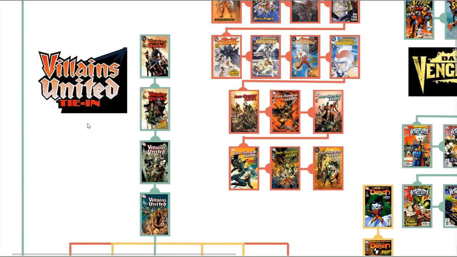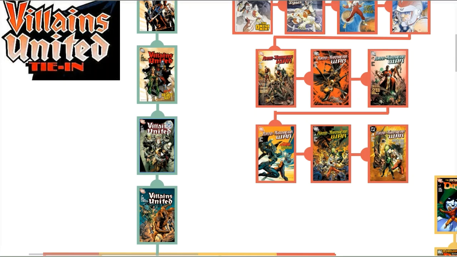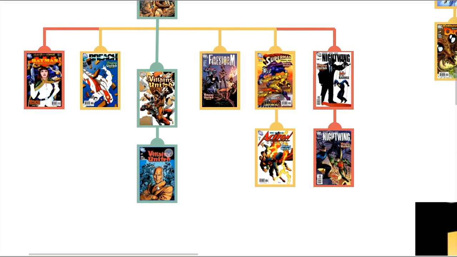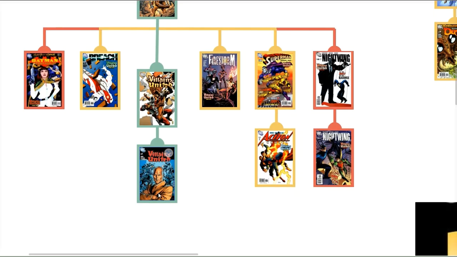So, Villains United, there's the branding there. It's a 6-issue series. So where does it start? It starts off here, Villains United issue 1, then issue 2, 3, 4, and you can see 5 and 6 here. So the green issues, really straightforward. Those are the essential issues.